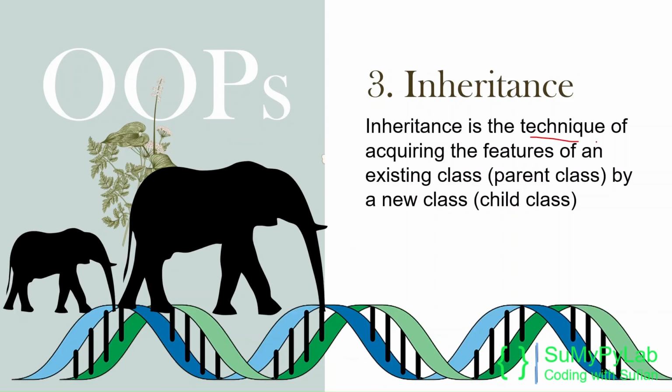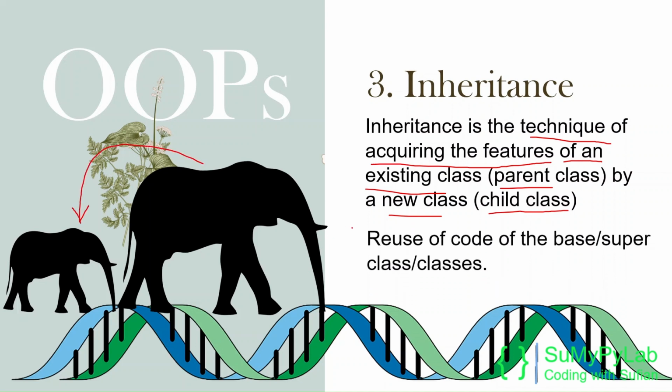Inheritance. Inheritance is the technique of acquiring the features of an existing class, also called a parent class, by a new class, also called a child class. Inheritance helps in reuse of code of the base or super classes by a new class. The child class acquires all the attributes and methods of the base class. The class may have some additional attributes and methods.